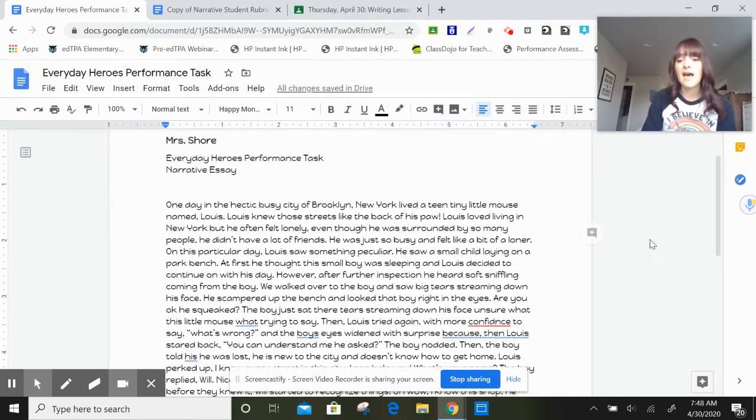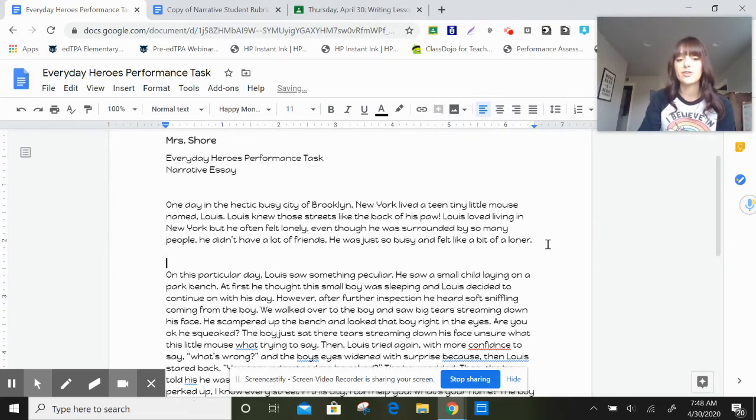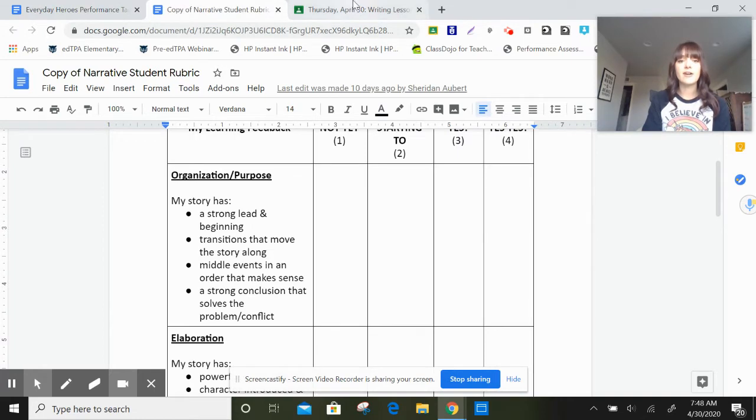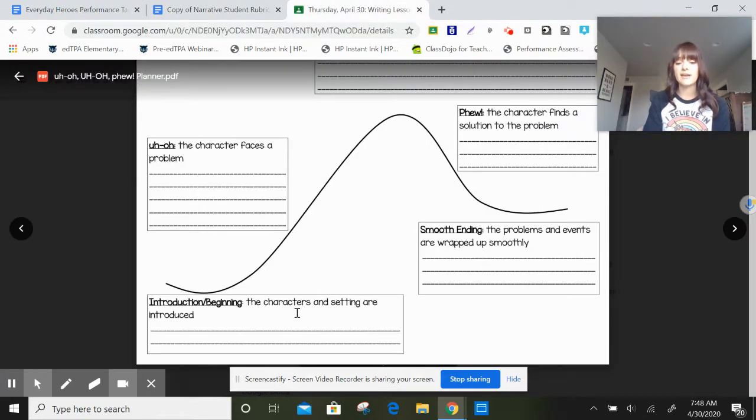So that for me, I decided that that's going to be my intro, because if you look here at our graphic organizer, I've introduced my character and my setting. We're in New York, and we have a mouse named Louis.